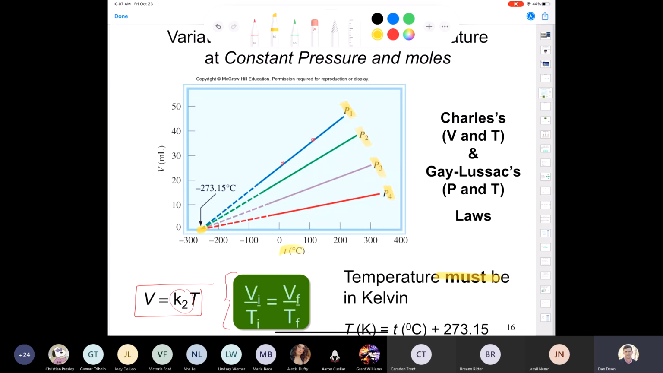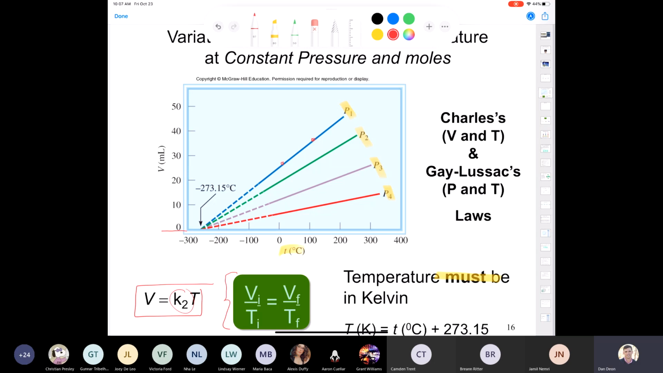And they actually converge at a point that can't be reached, because if you drop the temperature low enough, if you drop it down to negative 273.15 degrees Celsius, what's your volume, okay? You hear me kind of giggling under my breath. What would the volume be at this point? The volume would be 0.